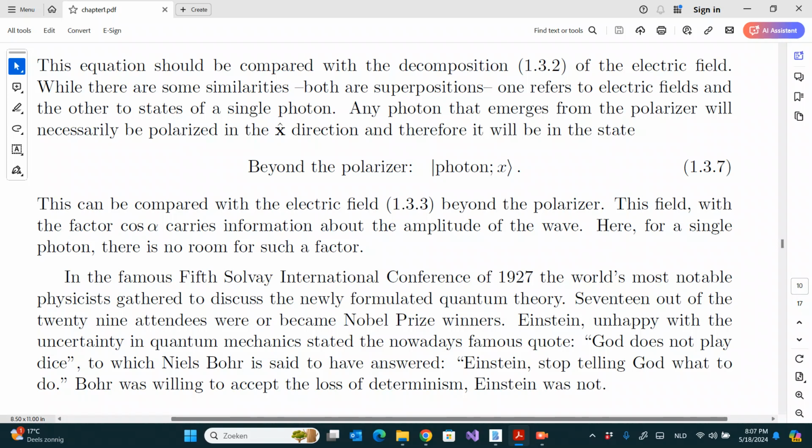Okay, that's a rant. But what is said here is Einstein, unhappy with the uncertainty in quantum mechanics, stated this now famous quote: "God does not play dice." To which Niels Bohr is said to have answered, "Einstein, stop telling God what to do." Bohr was willing to accept the laws of indeterminism, Einstein was not.